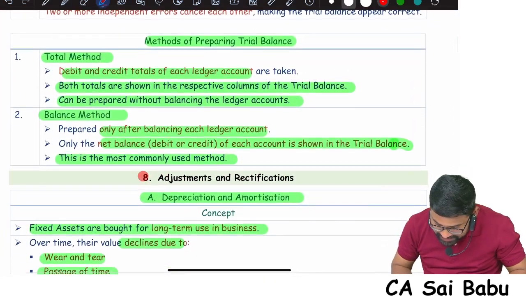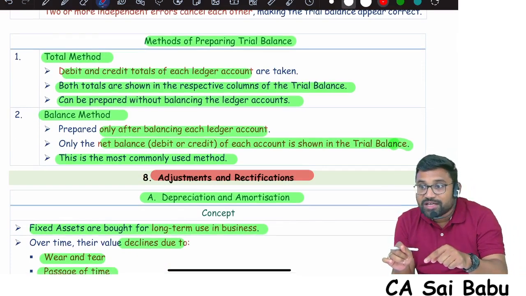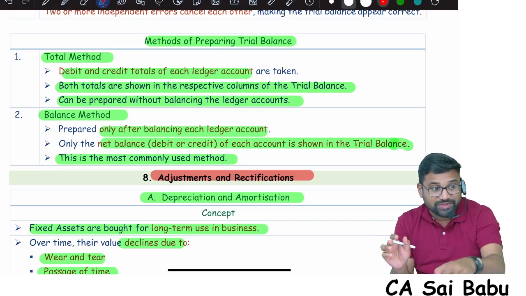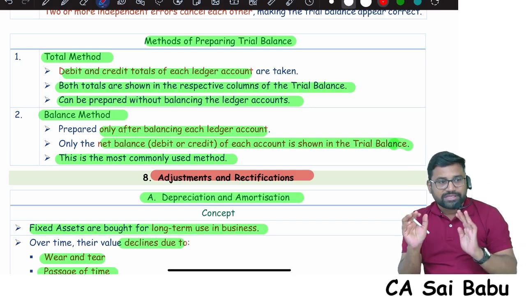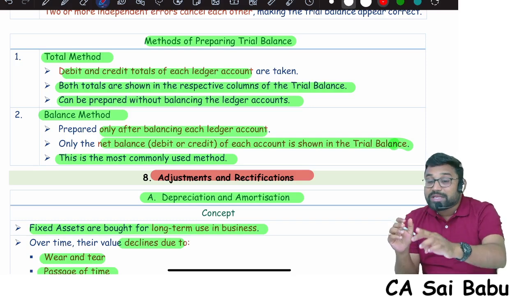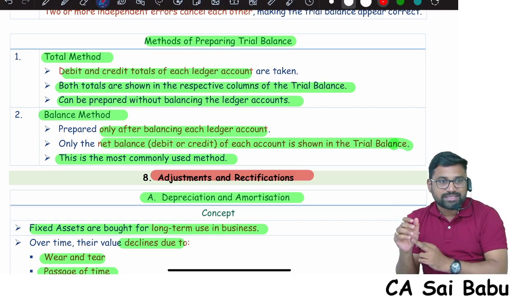See, adjustments and rectifications. Even depreciation is also an adjustment. I told you, at the end of the year we need to create depreciation, we need to provide. Otherwise what happens, tell me? Suppose if I don't create depreciation, if I don't create provision for doubtful debts, what happens? My P&L account will not show correct results.